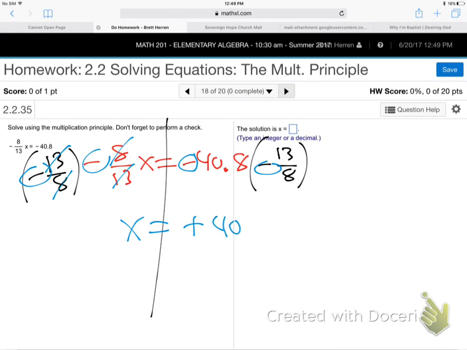Now, how do you actually get the answer with your calculator? Well, I would just take 40.8 times 13 divided by 8. You multiply the top number, divide the bottom, because that's what a fraction means. The denominator is divided by, right? So I would type it in just like that. 40.8 times 13 divided by 8. Is it 66.3? Is that right? It is 66.3. And that's our answer.